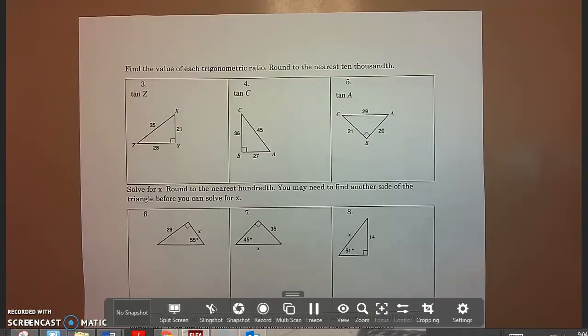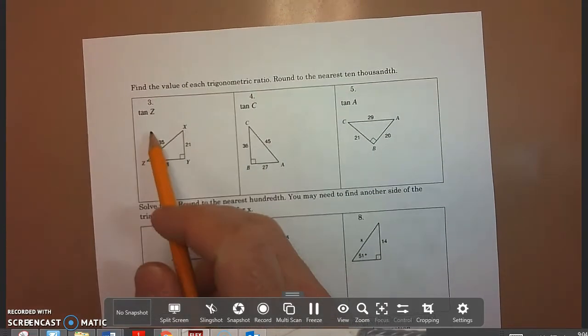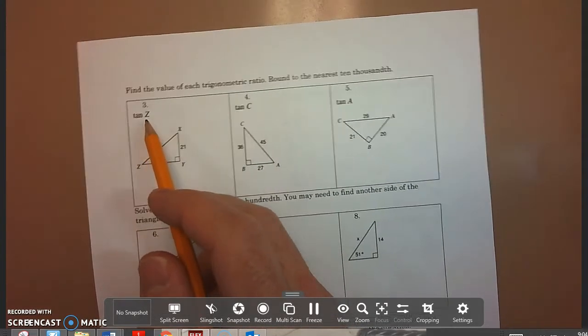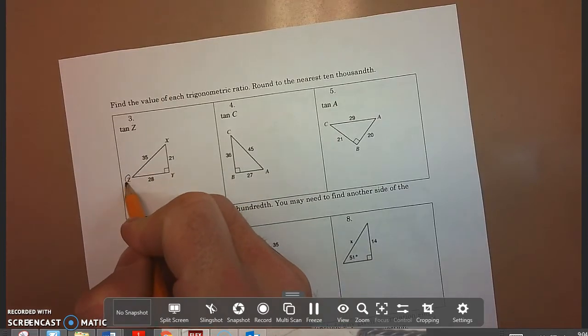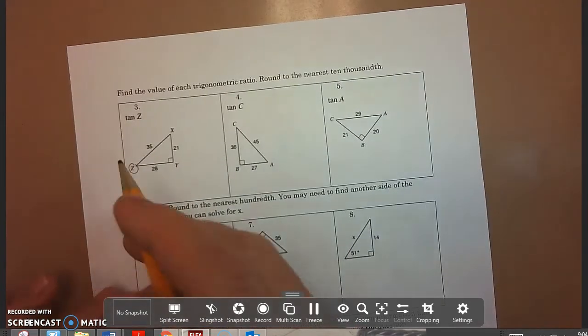Alright, in this video we're going to review using tangent to find different ratios and for solving for missing lengths. So let's look here at number 3. The problem's asking me to find the tangent of z. So z is going to be my reference angle, and I'm going to be finding the tangent of that angle.